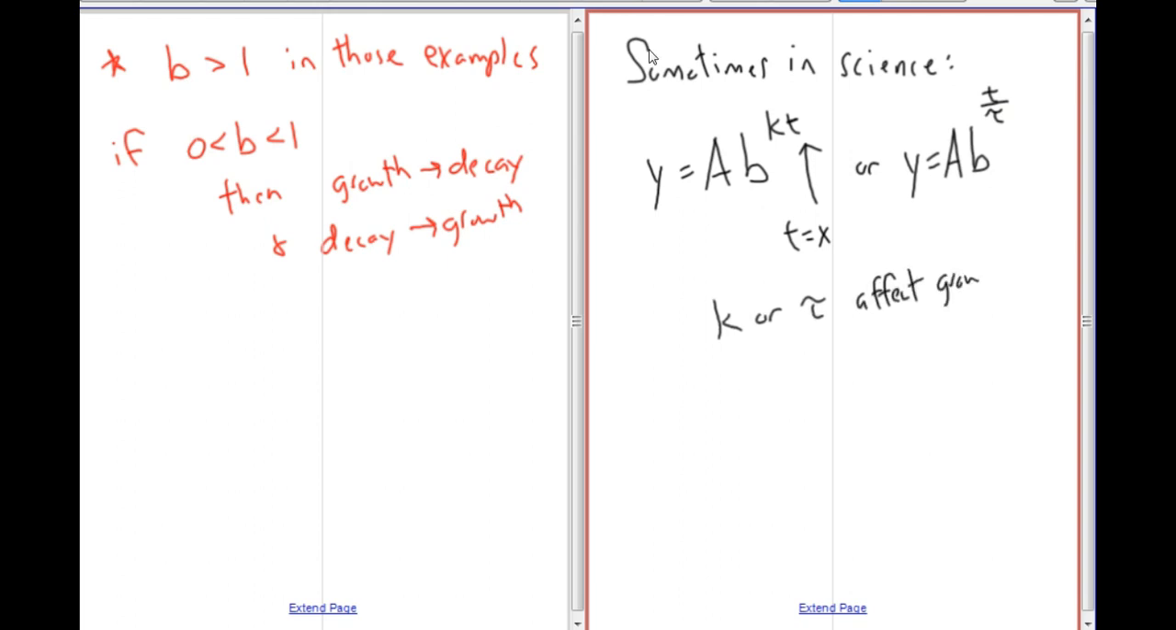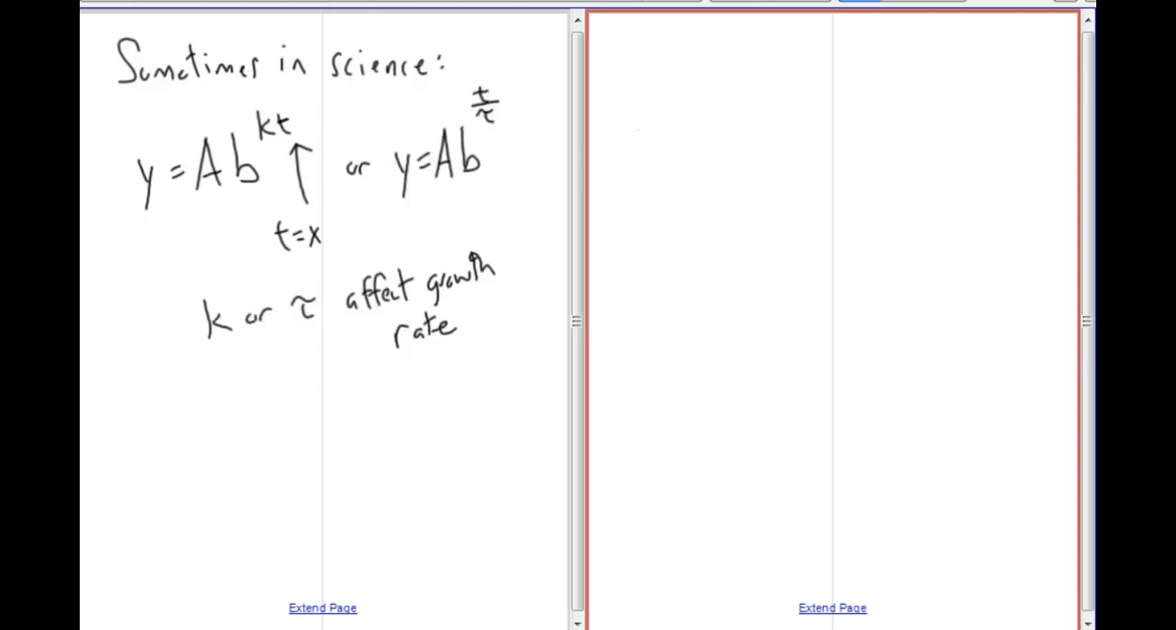So k or tau or whatever, they do affect the growth rate, and we can see how that happens. And also you have y equals a times b to the negative kt. That's going to be like a generic decay function.